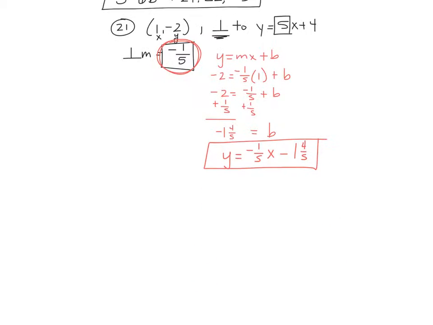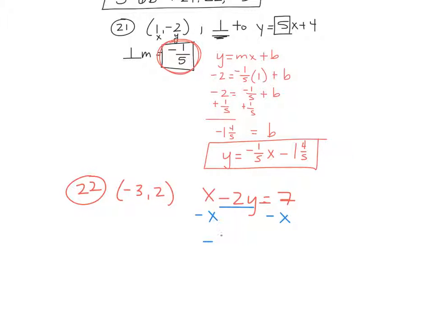Okay, then number 22, we have the point (-3, 2), and then our equation is x - 2y = 7. We want to put that into slope-intercept form so we can figure out what our slope is. So to do that, we're going to subtract x from both sides. So you get -2y = -x + 7.